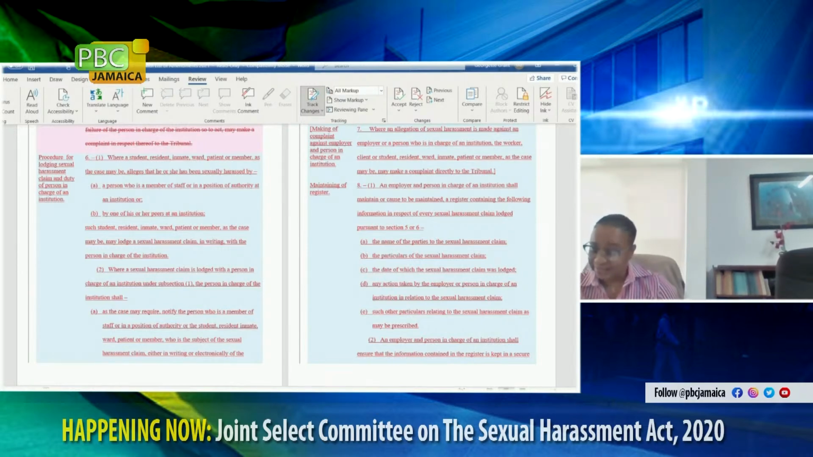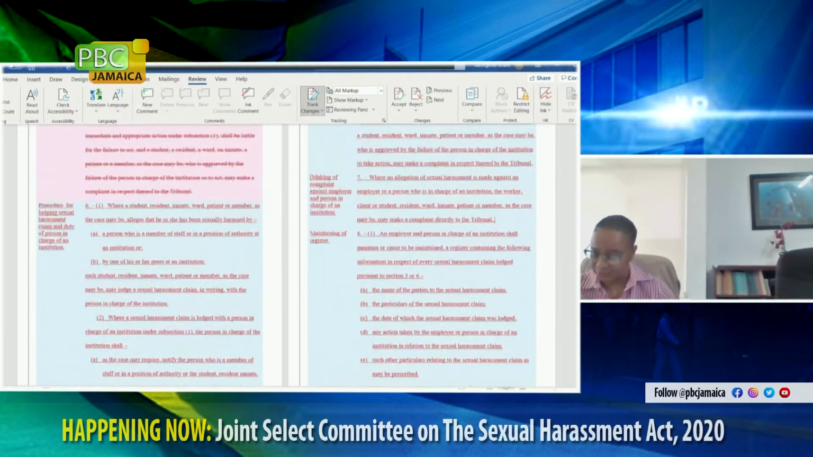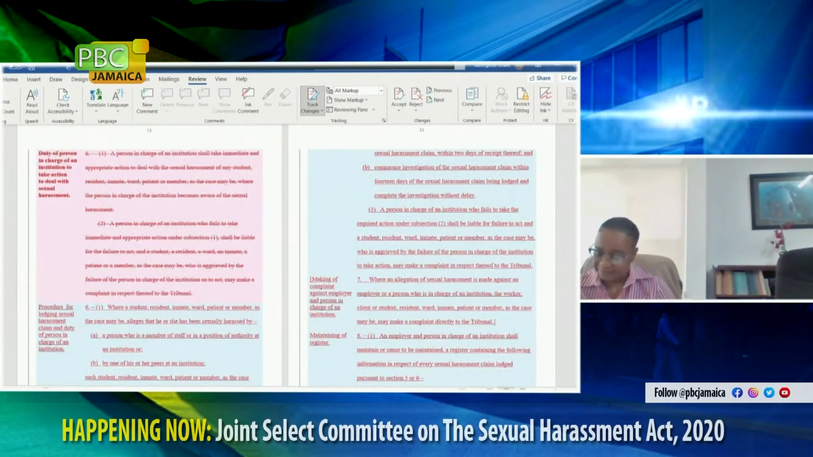Subclause 2, where a sexual harassment claim is lodged with a person in charge of an institution under subsection 1, the person in charge of the institution shall A, as the case may require, notify the person who is a member of staff or in a position of authority, or the student, resident, inmate, ward, patient, or member who is the subject of the sexual harassment claim, either in writing or electronically, of the sexual harassment claim within 2 days of receipt thereof, and B, commence investigation of the sexual harassment claim within 14 days of the sexual harassment claim being lodged and complete the investigation without delay.